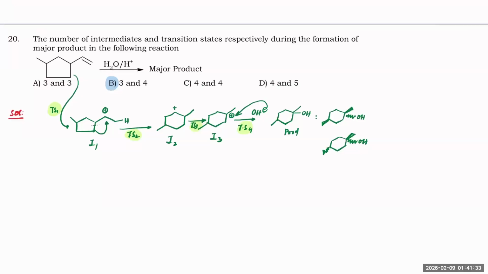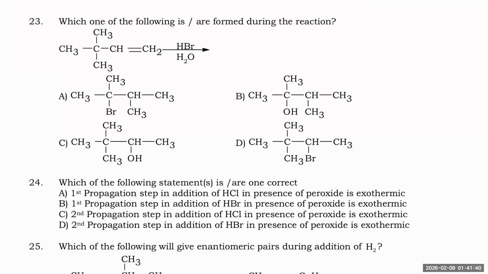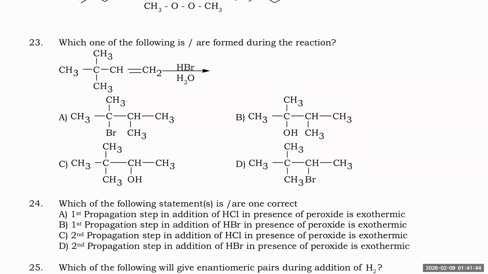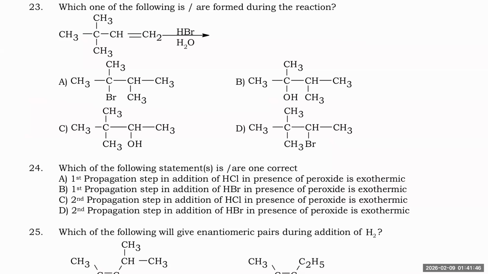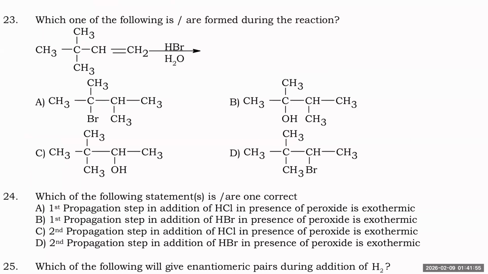Okay. So I hope all of you understood this point. Right. See the next one. Okay, two questions are missing here. Leave that part. Directly come to 23 now. Which of the following are the formed products during this? This we just did. I'll redo that again. Check.